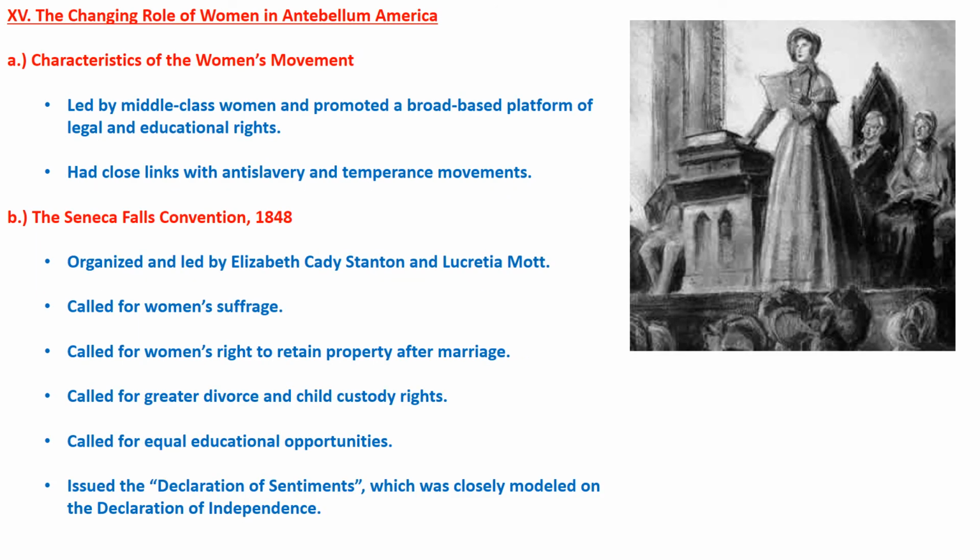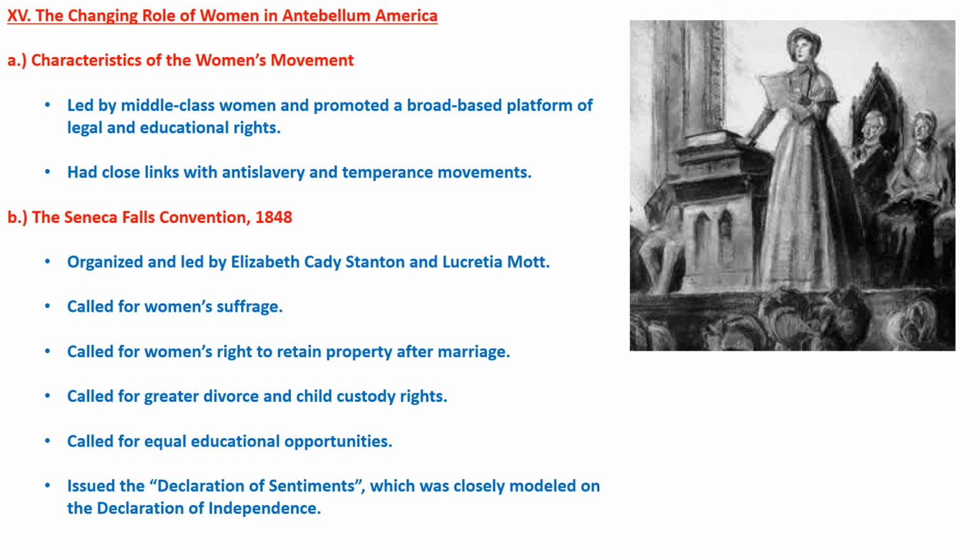Women's roles were also changing during antebellum America in the sense that they were leading a women's movement and were very heavily involved in many of these reform movements mentioned earlier. The women's movement was obviously led by middle-class women who promoted a broad-based platform of legal and educational rights, and oftentimes had very close links with the abolitionist and temperance movements. The major milestone in the women's rights movement, though, is the Seneca Falls Convention, which was held in 1848.